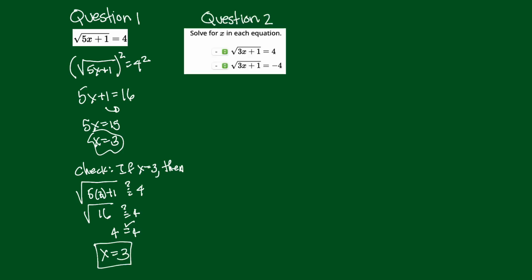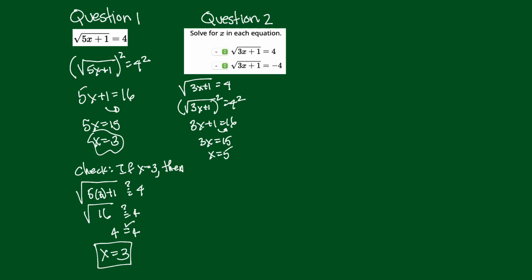Question 2 asks us to solve each one of these equations for x. All right, let's start with the first one. So I'll start with this one right here. Square root of 3x plus 1 equals 4. So let's square both sides. So I'll get the square root of 3x plus 1 squared equals 4 squared. So when you square a square root on the left side, the radical comes off, and we'll get 3x plus 1 equals 16. Subtract. 3x equals 15. X equals 5.